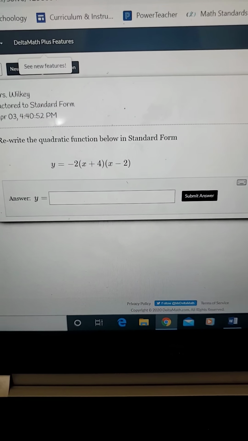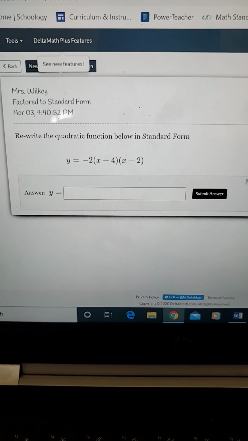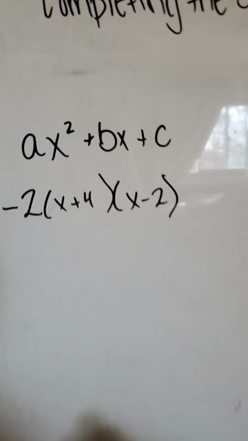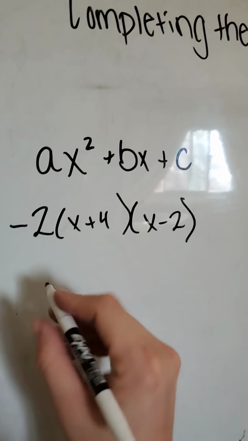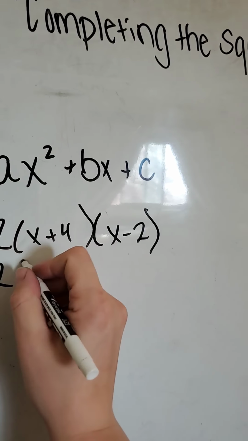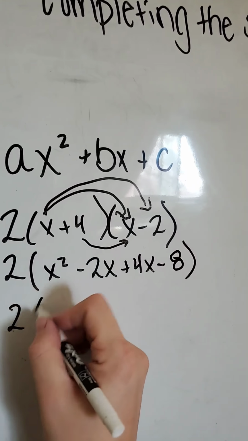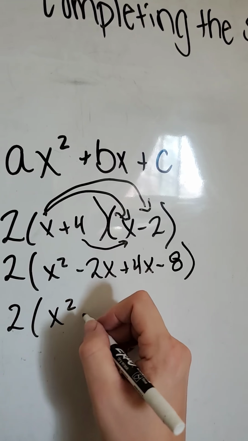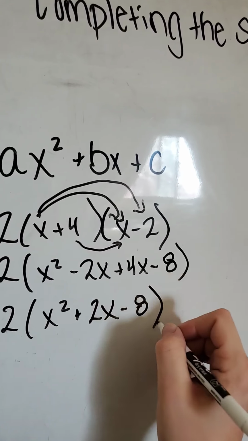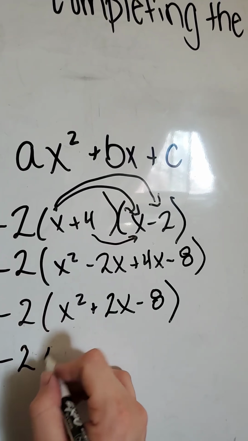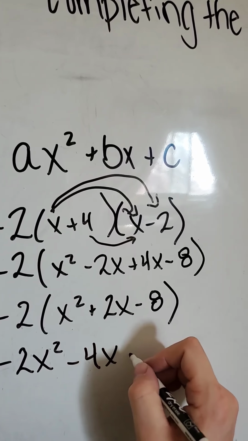So we have negative 2x plus 4 times x minus 2. So we want it to look like something like this, and right now it looks nothing like that. So we're going to multiply our binomials. X times x is x squared. X times negative 2 is negative 2x. 4 times x is 4x, and 4 times negative 2 is negative 8. Then I just combine my like terms. Negative 2x plus 4x is positive 2x. And then I multiply the negative 2 in, so I get negative 2x squared minus 4x plus 16.